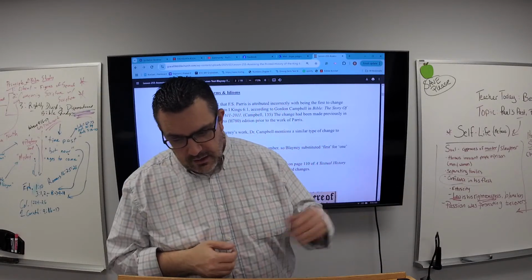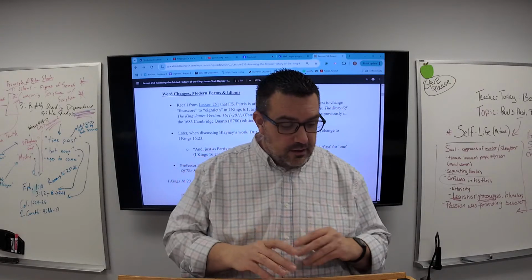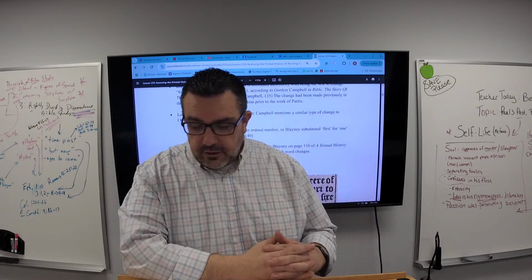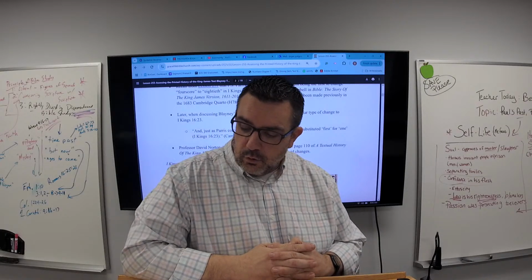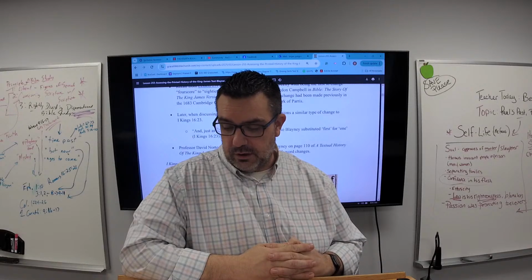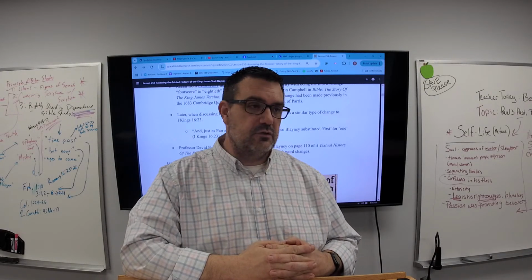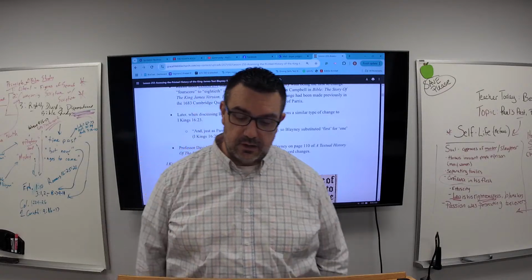So, he's going to mention here 1 Kings chapter 16, verse 23, and here's the quote there, indented. And just as Paris corrected an ordinal number, so Blayney substituted "first" for "one" in 1 Kings 16:23, and that's Campbell, page 140, where he mentions this, okay?